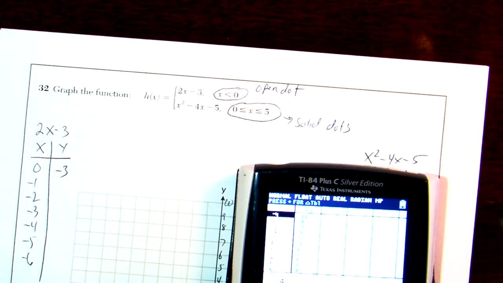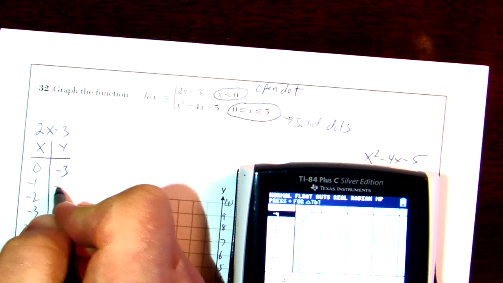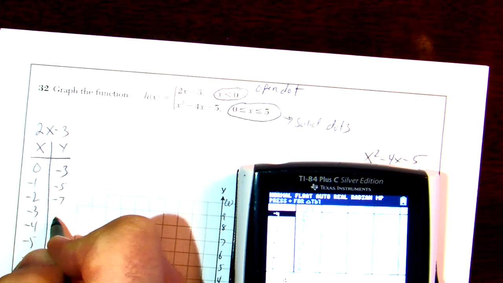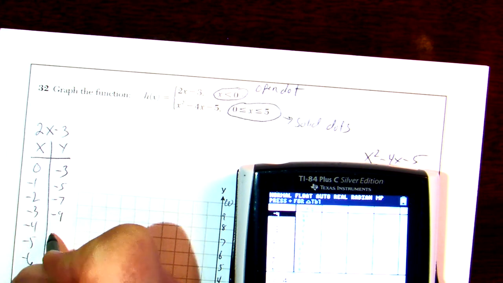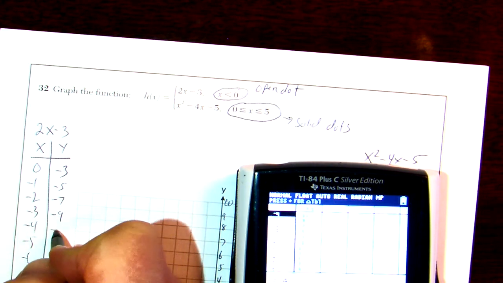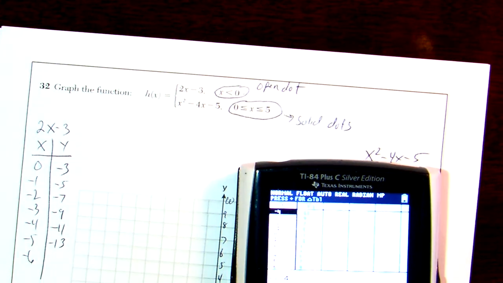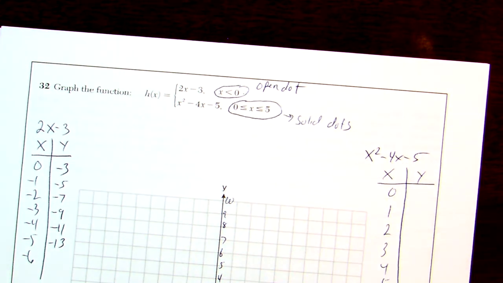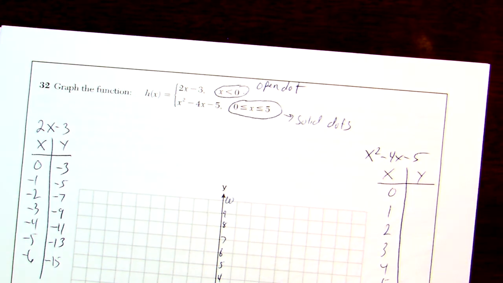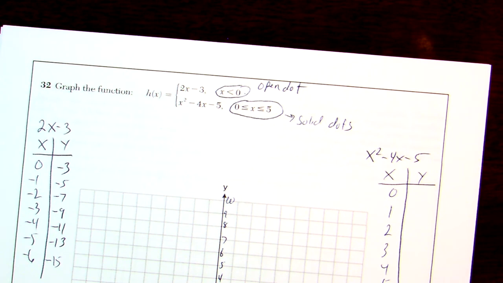At -1, we're at -5. At -2, -7. Then we're at -9. So you can see the pattern goes by 2. So this will be -11, -13, and the rest won't really fit on the graph. So I'm not worried about the 6, but we'll just put it down. All right. So at 0, -3, we want an open dot. Here's my open dot. Then -1, -5. You can have solid dots now because it's part of it. -2, -7, -3, -9.